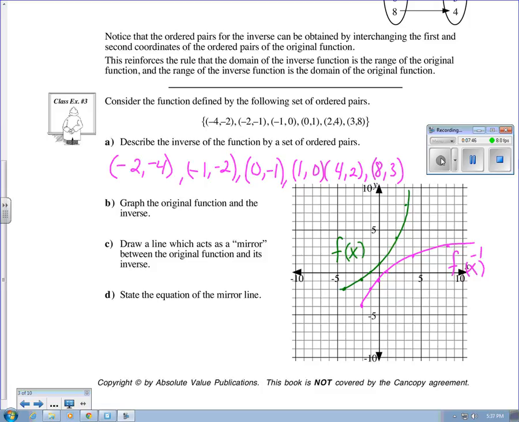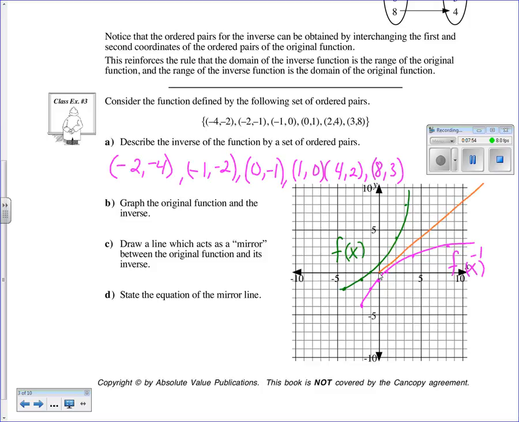In fact, we say that the inverses are created by reflecting one graph in the line y equals x. So I've drawn the line y equals x. Try to hit those points. The equation of the mirror line is y equals x. And that's what we're actually doing. We're making y equal to x and flipping that around. That will always be true. How we make the inverses is worrying about this mirror line.